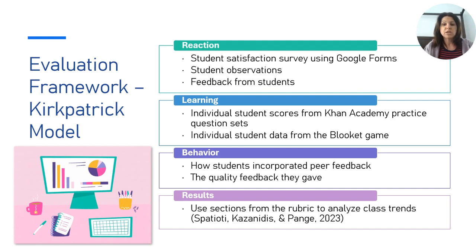To evaluate change in behavior, we will look at how well students incorporated peer feedback in the final draft of their videos and the quality of the feedback they gave their peers, which will both be scored on a rubric. To evaluate the results, we will review class trends on key rubric categories such as accurate graph creation and data explanation in order to evaluate the overall effectiveness in achieving the learning outcomes.